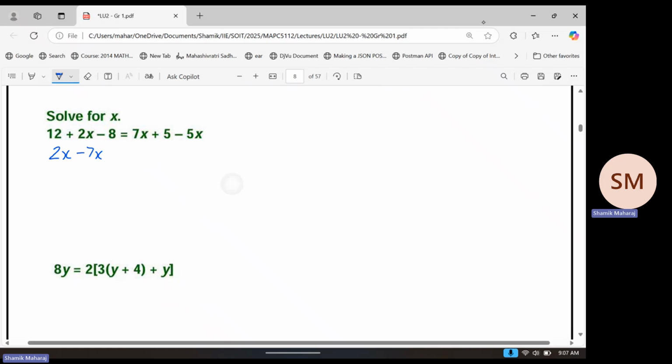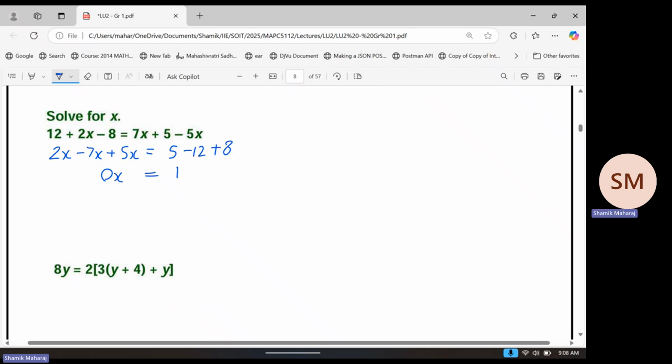There's a 5 on the other side. We'll bring it as a minus 5. We bring it as a plus 5. On the other side, we have a 5, and we bring a minus 12 and a plus 8. Again, just rearranging. Okay, left-hand side, we have minus 7x plus 7x, which gives us 0x. On this side, we get 8 and 5 is 13, minus 12 is 1.